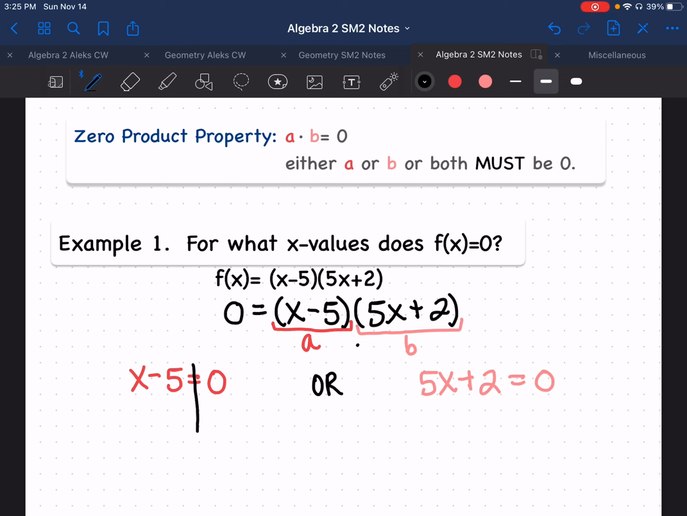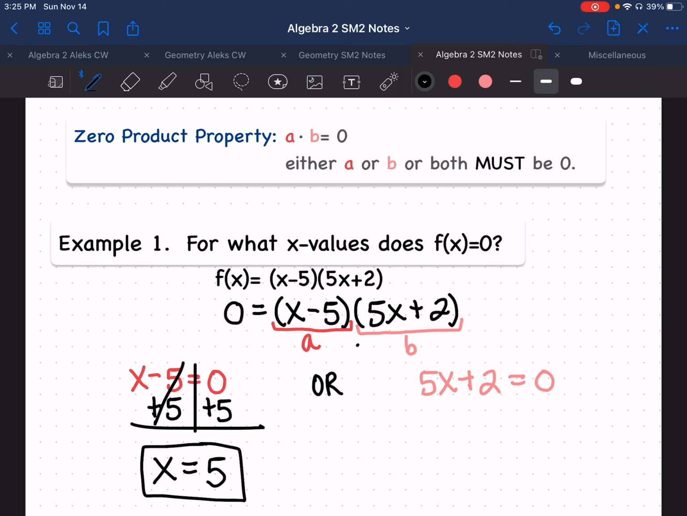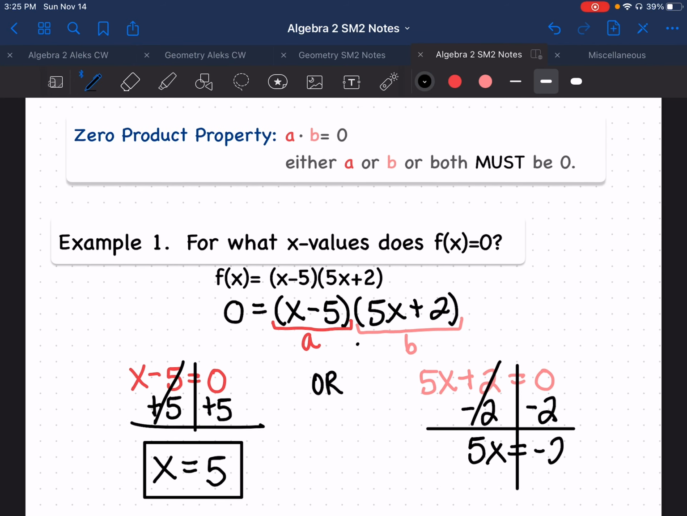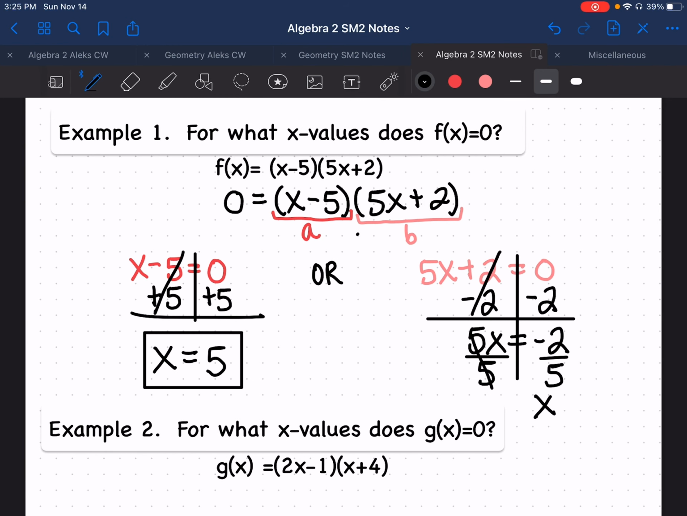I can solve both of these problems. For this one, I would simply add 5 to both sides, giving me an answer of x equals 5. There's my first answer. And for this one, it's a two-step equation, so I'm going to have to subtract the 2, and then divide both sides by 5. When I do that division, I'm going to end up with a fraction or a decimal. I'm going to leave it as a fraction. There we go.